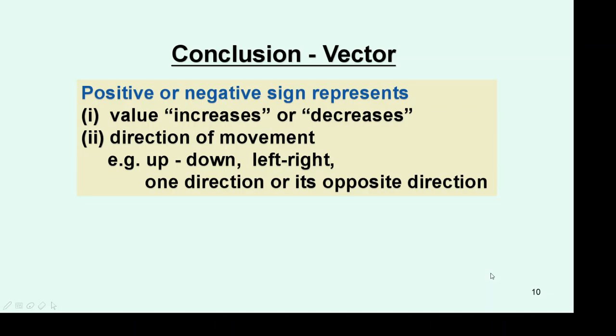Finally, we want to conclude the meaning of positive or negative signs for vectors. One is increase or decrease of values. Two, it will show you the direction of movement: up or down, or left to right, or one direction or the opposite direction.